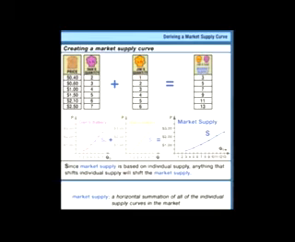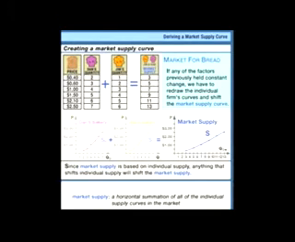Now, this wraps up our introduction to the behavior of suppliers and the behavior of buyers. Now we're ready to put the two sides of the market together and find the conditions under which we have a stable situation. In the next lecture, we'll be putting supply and demand together in one diagram to find the equilibrium price and quantity traded.